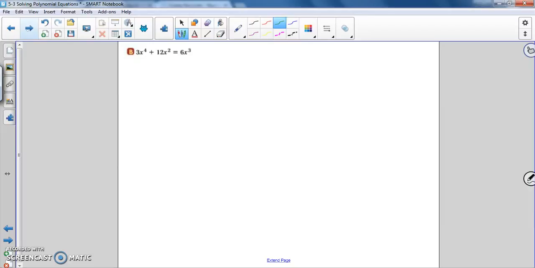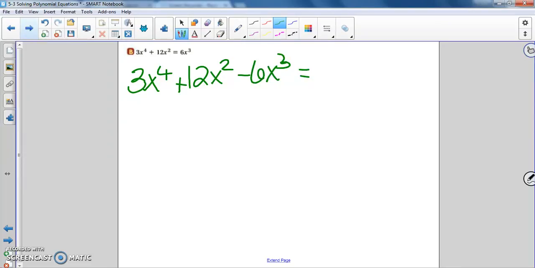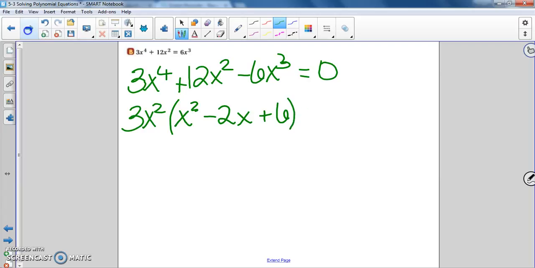For b, we're going to go ahead and do the same thing. Subtract 6x cubed, so 3x to the 4th plus 12x squared minus 6x cubed equals 0. I am going to factor out 3x squared, because 3 can be divided into each of the coefficients as well. So 3x squared, and I will be left with x squared minus 2x plus 6 is equal to 0. I switched the order of these two terms so that we were in standard form.